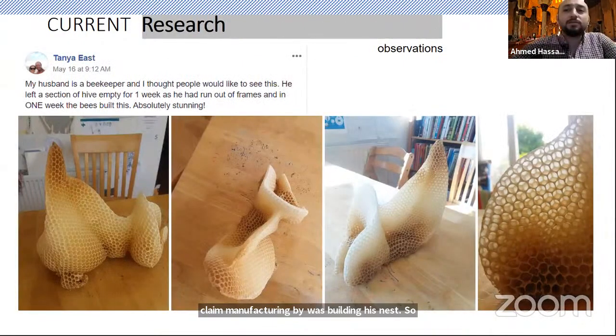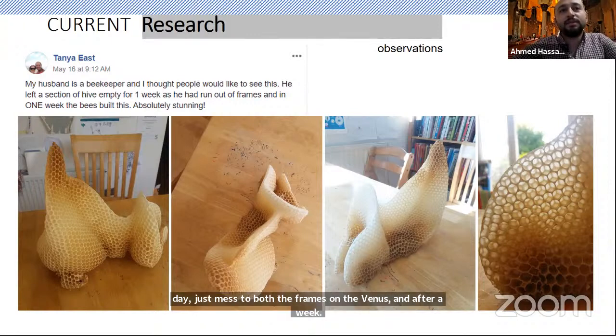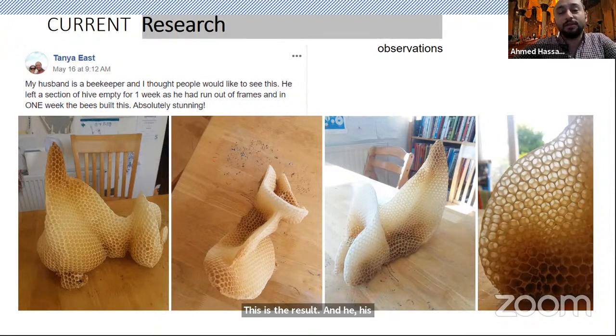So I started digging for more observations, what nature has, what is already available out there in nature. There is a beekeeper who one day just messed up the frames on the bee nest, and after a week, this is the result. And his wife said, absolutely stunning. And from my point of view as an architect, this is exciting: how nature produces something abnormal when it doesn't have limits, like when we stop putting obstacles.